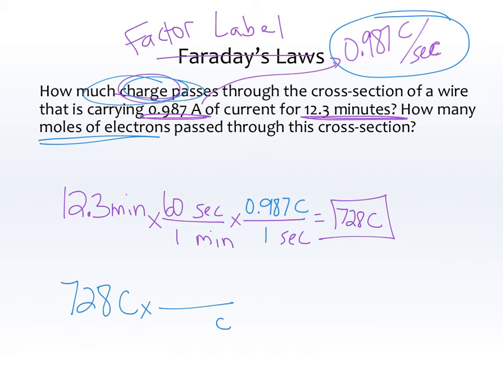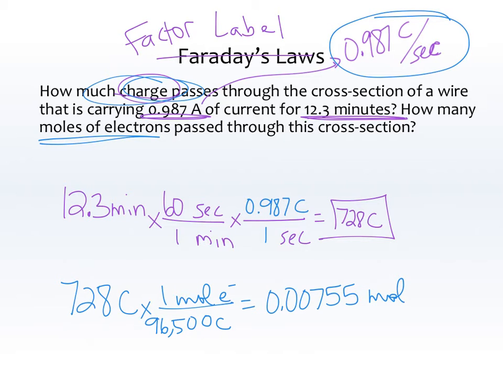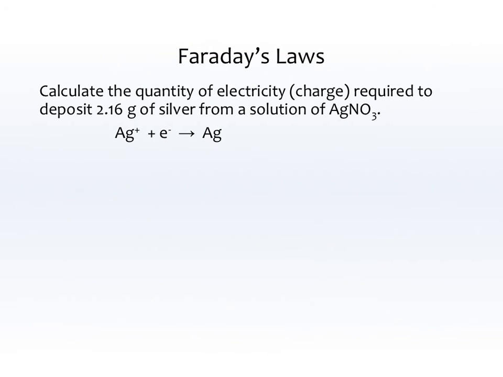And I'm looking for how many moles of electrons, and we know that Faraday's constant is 96,500 coulombs, the charge on 1 mole of electrons. So 728 divided by 96,500, and I just left that 728 in my calculator, I didn't retype it. I end up with 0.00755 moles of electrons.